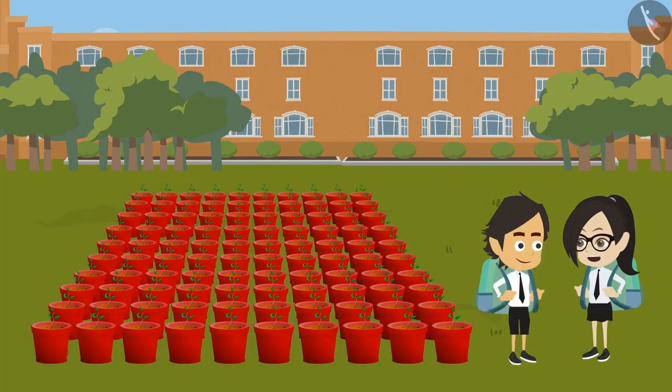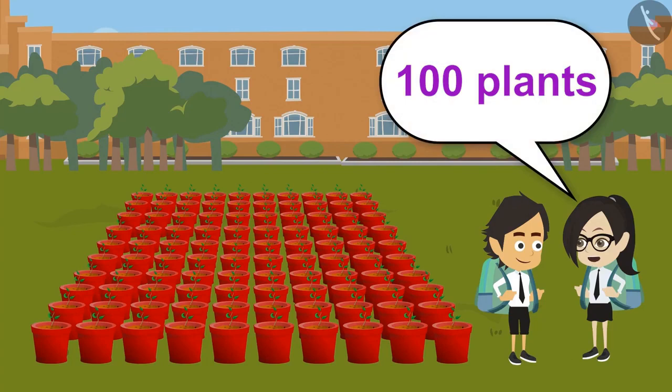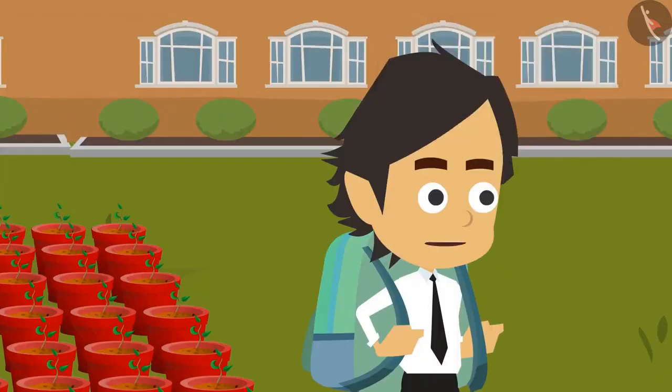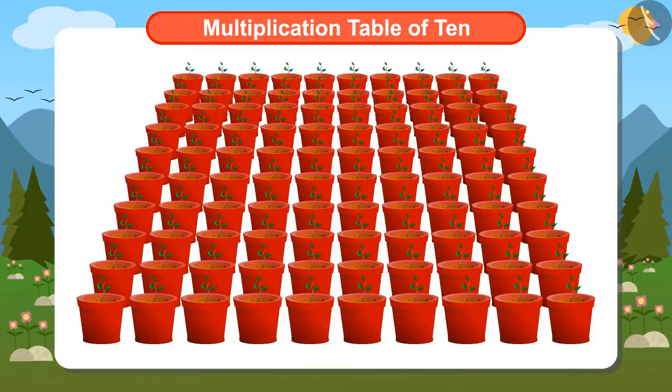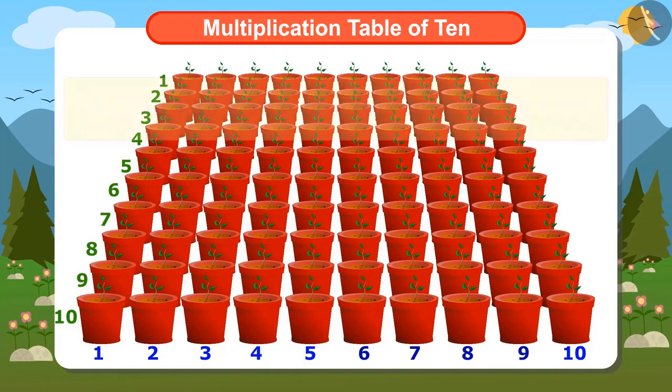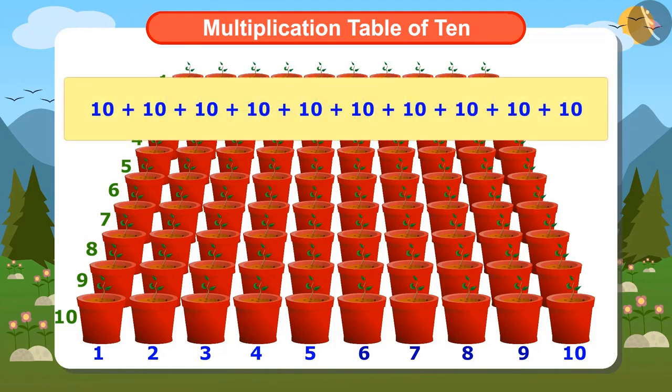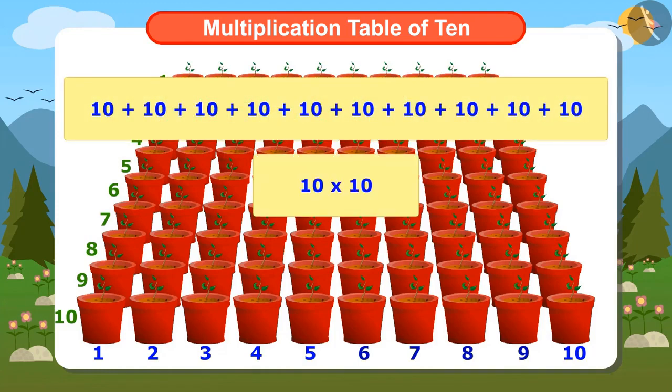Not so many, Ayushman. There are a total of 100 plants. How did you count so fast, Vandana? It's very easy. Tell me, how many plants are there in a row? 10. Now tell me, how many rows of plants are there? 10. So to find out how many plants there are, we will add 10 times 10, or else we will multiply 10 by 10.